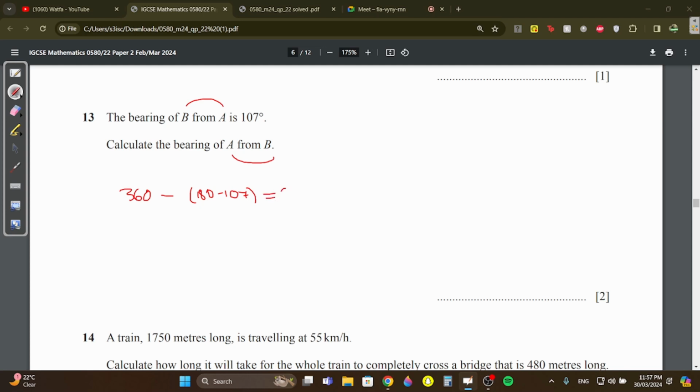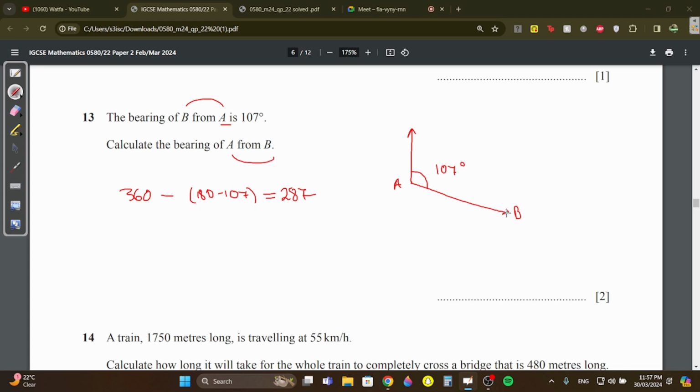Why do I do this? Let me show you. So let's say A is over here. We're going to draw this as A, and the bearing of B from A is 107 degrees. So B will be somewhere over here, and this is going to be 107 degrees. Calculate the bearing of A from B.